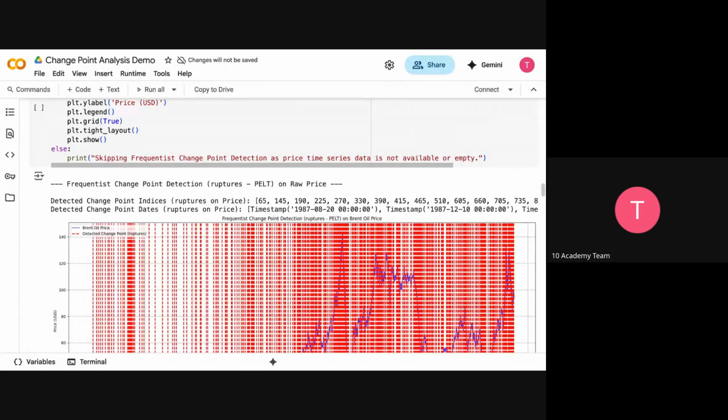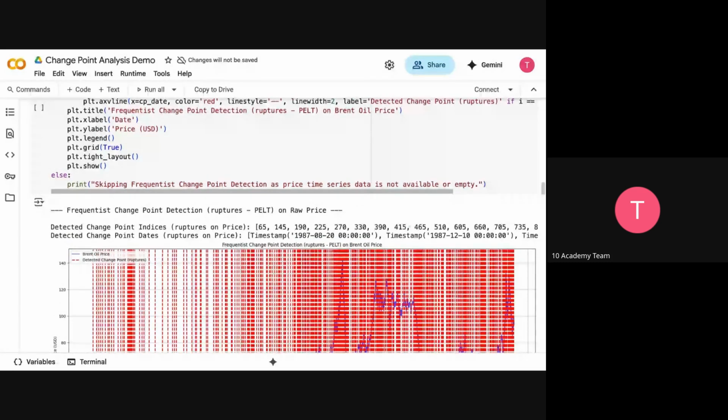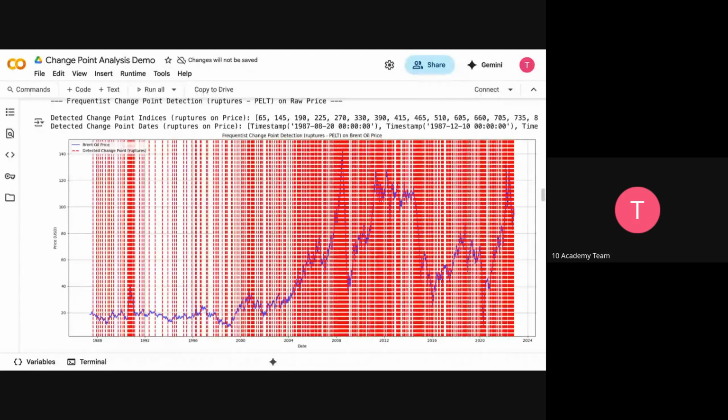So after doing this, what you can do is take this date and go on Google and search what happened on this date or around this date that could affect the market or the price of oil. Having this is going to help you. You can just go ahead and use this to search what happened on this date or around this date that affected it. And in this graph, you can see it has detected a lot of change points.